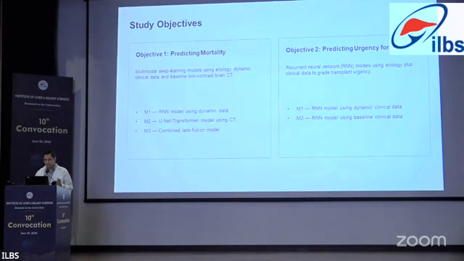Just know the names. I will give you in brief exactly what they are. A transformer-based model using CT and a combined late fusion model. And we've also looked at an objective of predicting the urgency for liver transplant. So using either clinical or dynamic clinical data set, can you predict the urgency of liver transplant in spite of the patient receiving medical therapy?